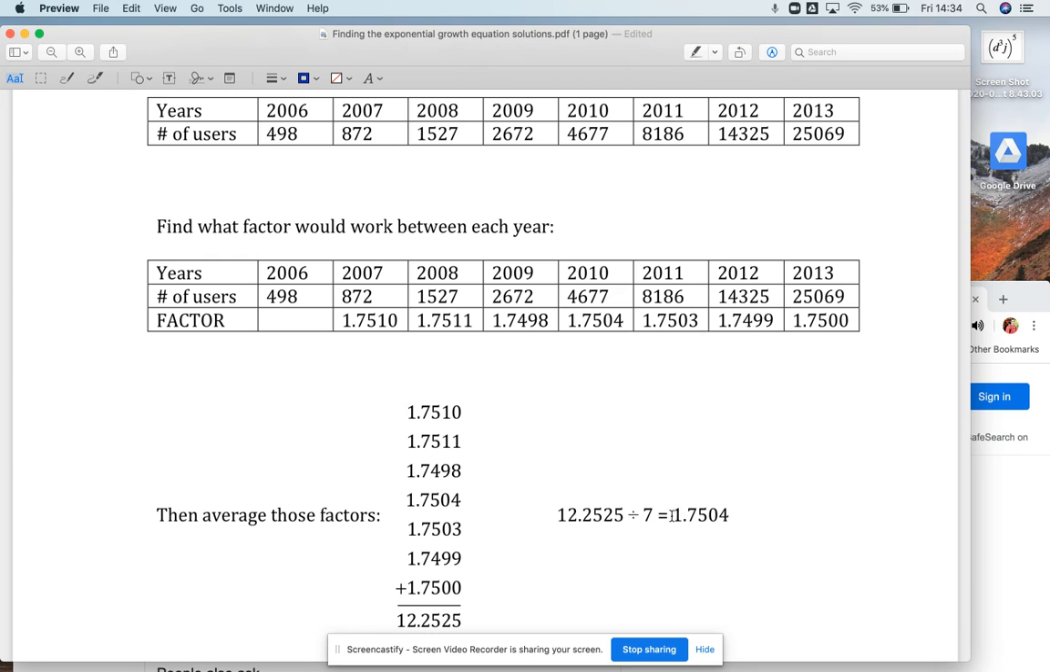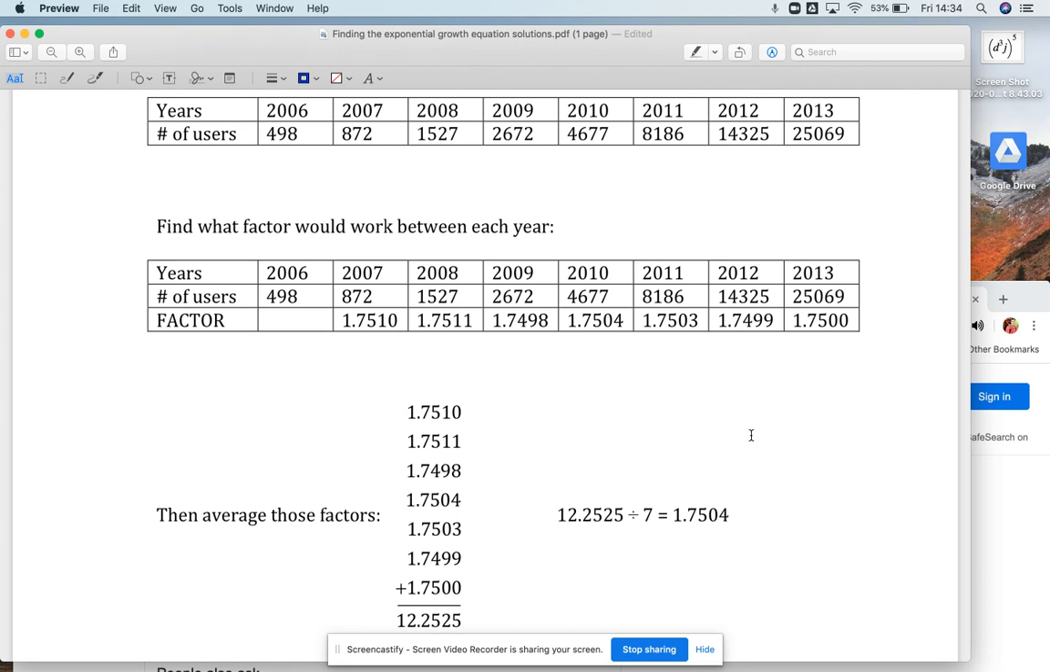This is really interesting to be able to look at this growth factor. The 1 on this side is the 100% I started with. The part on the other side of the decimal in this case here is the extra 75 and 400% that I'm going to be multiplying by to get to this next number. And the same thing each time, I'm going to multiply by that same number each time, or approximately that same number, to get the next amount of cell phone users each year.